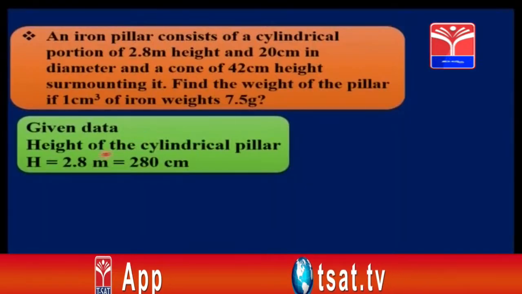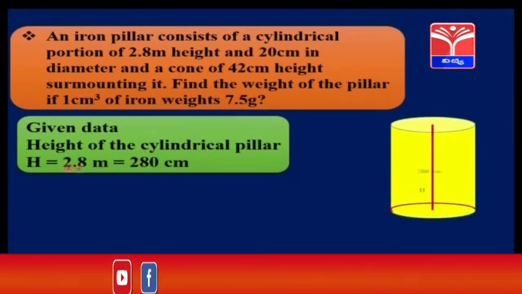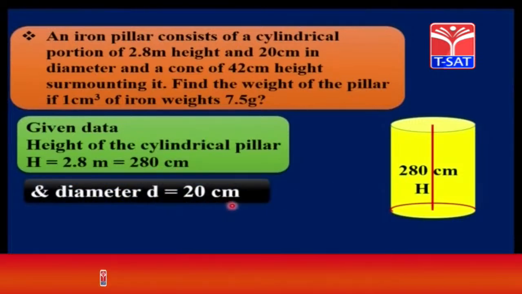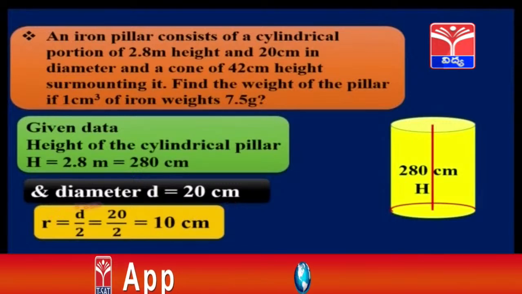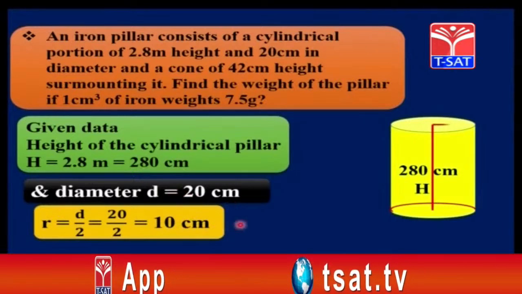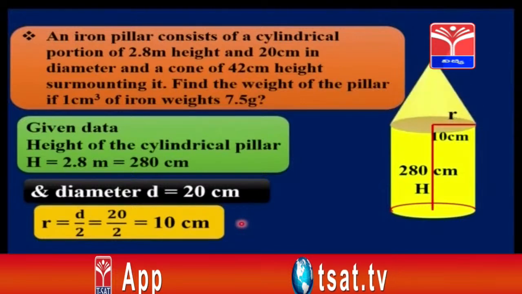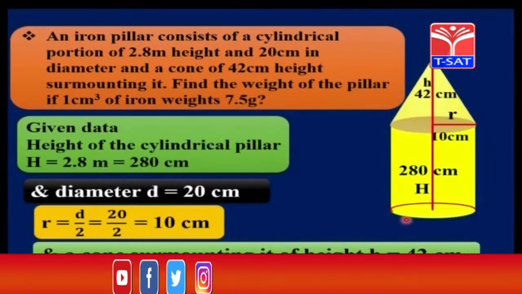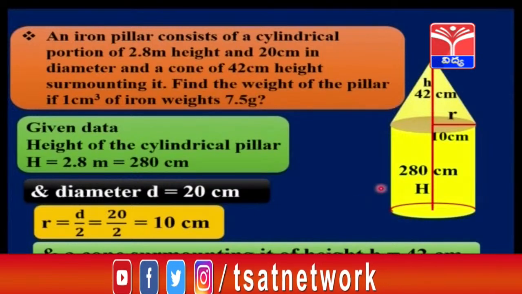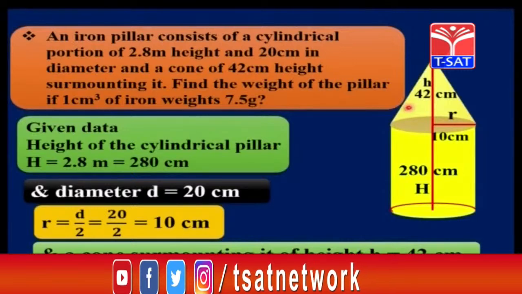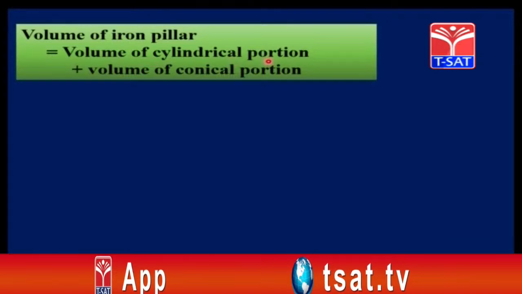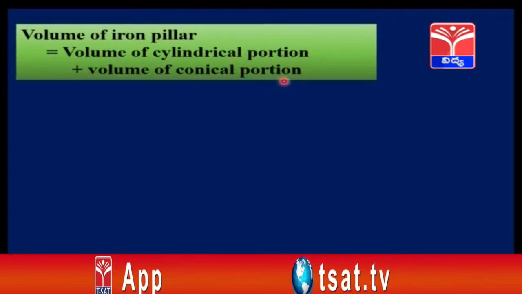So, given data, height of the cylindrical pillar is h equal to 2.8 meter. So, convert into centimeter, 280 centimeter. Next, the diameter is given d 20 centimeter. Then its radius r equal to half of the diameter, means 10 centimeter. Next, a conical portion means a cone is surmounting on the cylinder and its height is given 42 centimeter. So, first to find out the volume of this solid. Volume of iron pillar is same as volume of the cylindrical portion plus volume of the conical portion.